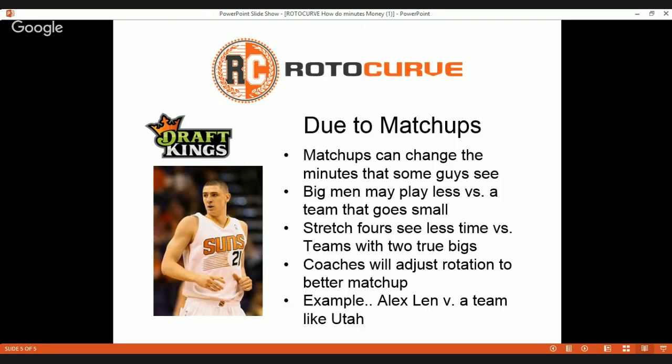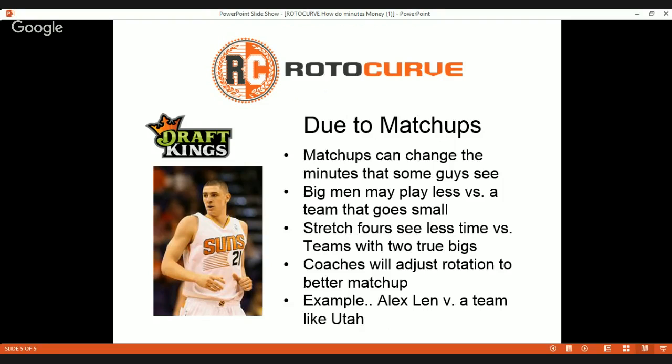So a team going against the Golden State Warriors, there's definitely going to be stretches in the game where they go small, and the other team may have to take out their big bruising center because he wouldn't be able to guard anybody that's out there on the floor. Stretch fours tend to see less time against teams that have two true big men, and coaches tend to adjust their rotation to give them the best matchups.